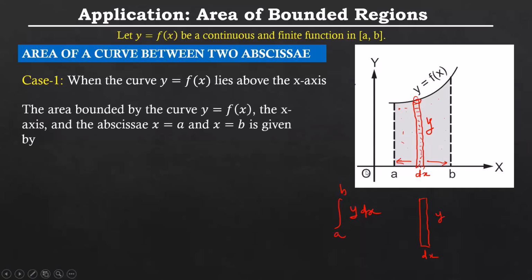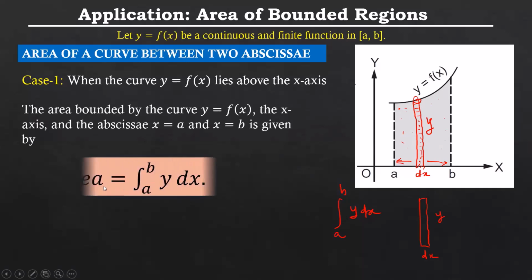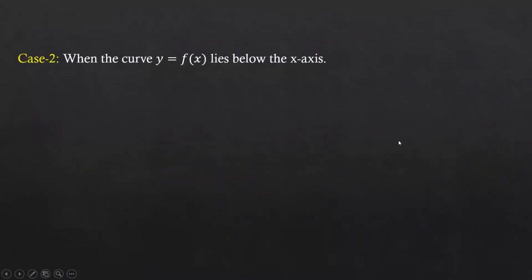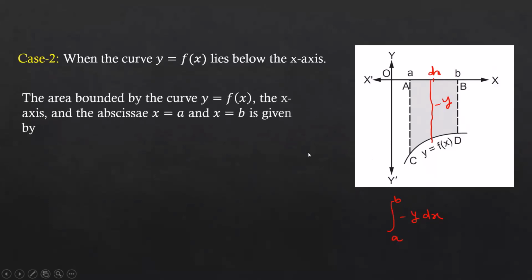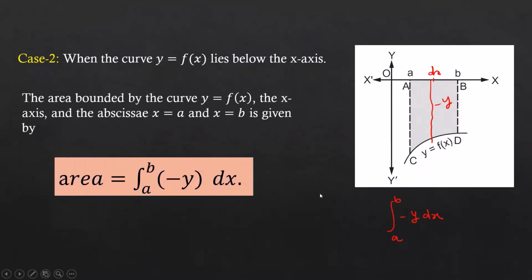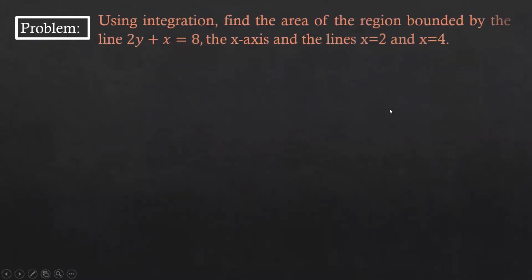Whenever you have to perform this type of integration, you integrate from a to b of y dx. If the area is in the underside region, then the y is minus y, and the strip is of dx length. That means you have to calculate the integral of minus y dx from a to b, and this gives you the area. Again, you can perform this type of problem, and I will not discuss it here.